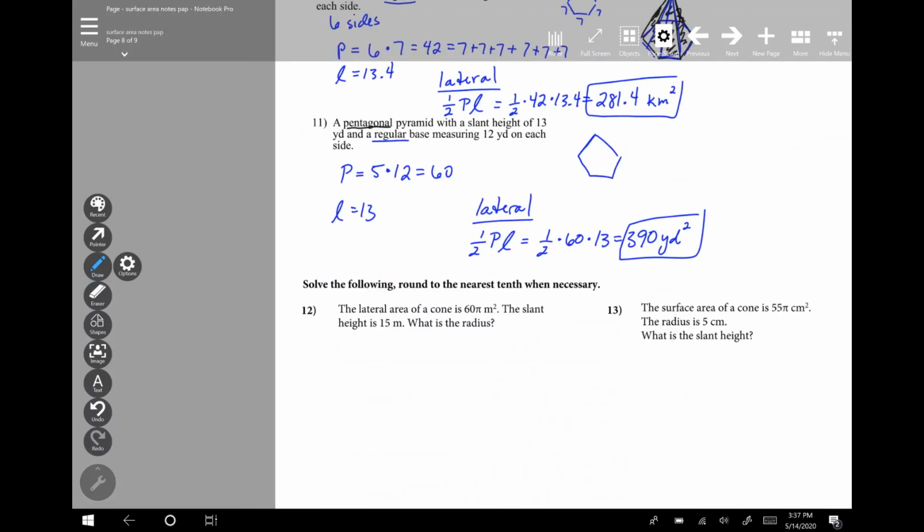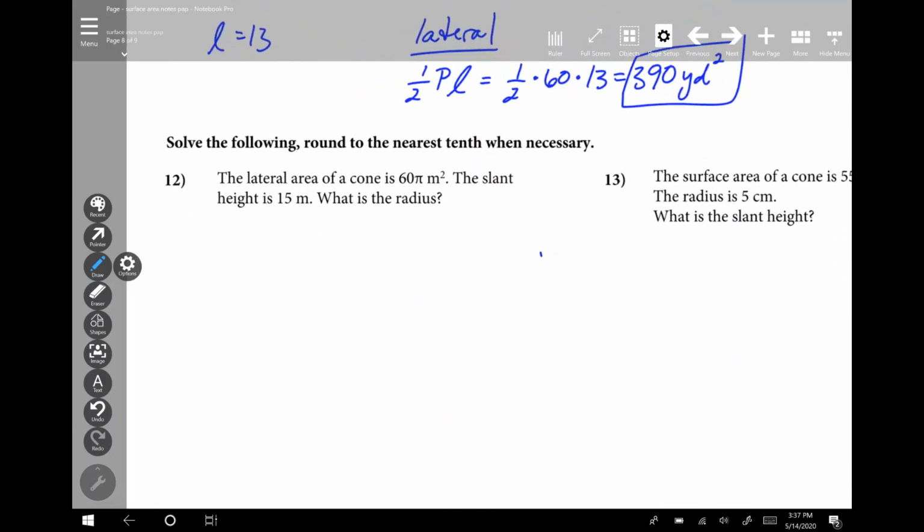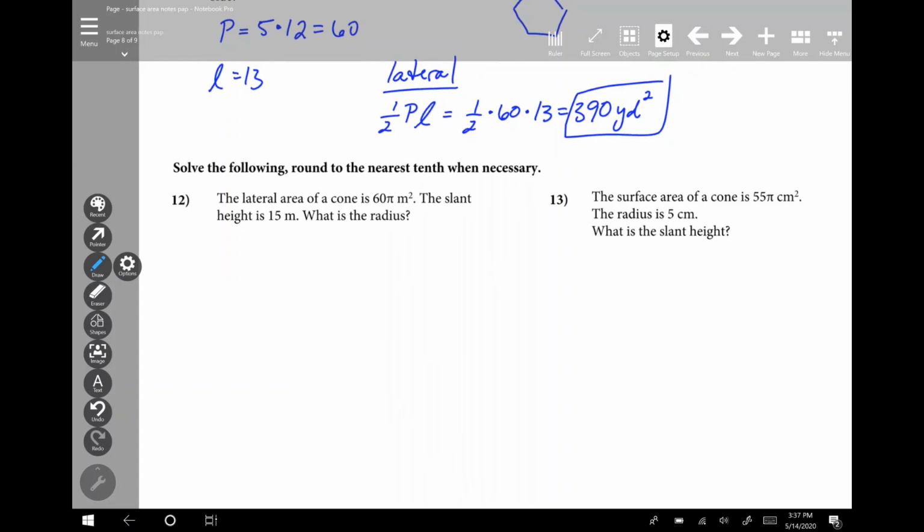All right, next thing that we have is here, let's read these two ones. It says, solve the following and round to the nearest tenth when necessary. It says the lateral area of a cone is 60 pi meters squared. The slant height is 15 meters. What is the radius? Okay, so they're giving us the lateral, and then we're needing to get to the radius.